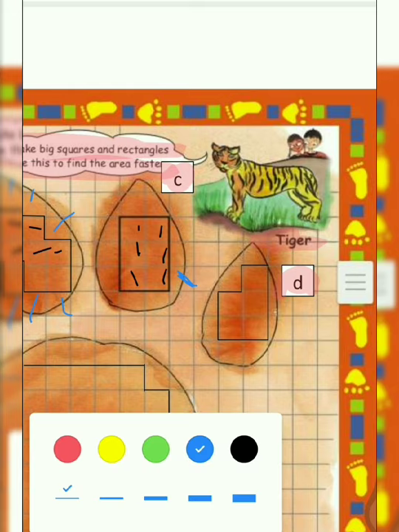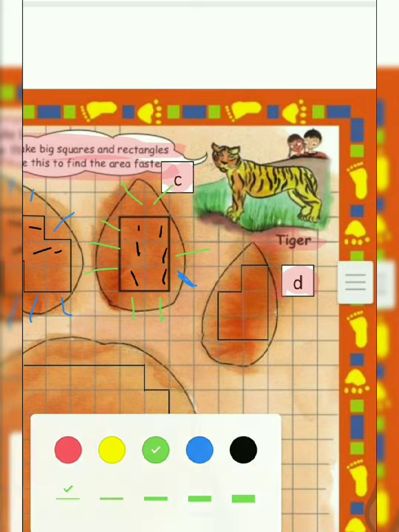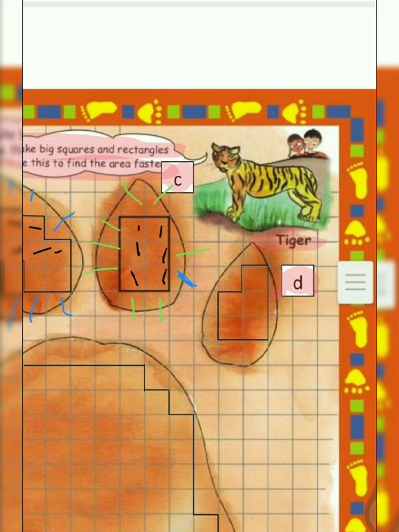Then next we will count the number of more than half squares. Okay, 1, 2, 3, 4, 5, 6, 7 and 8. How many more than half squares are there? 8. So we will write here for C1: 6 dash 1 dash 8. 6 full squares, 1 half square and 8 more than half squares.